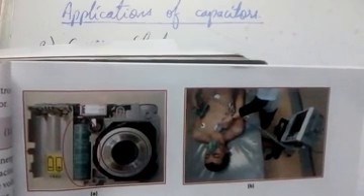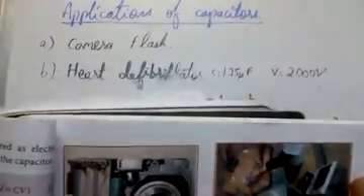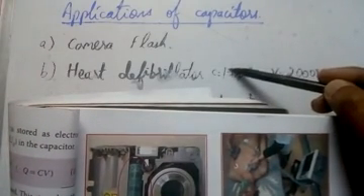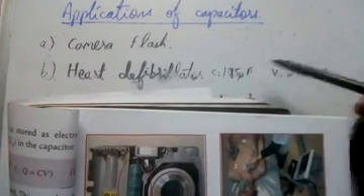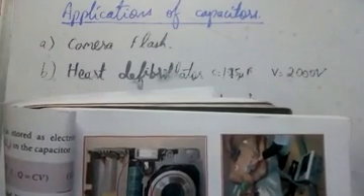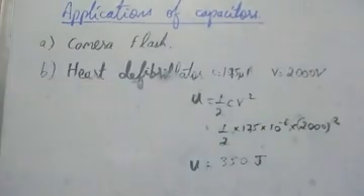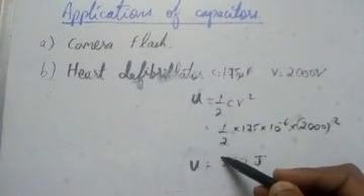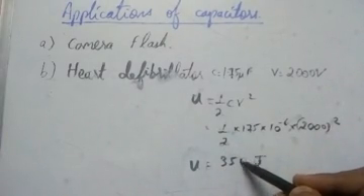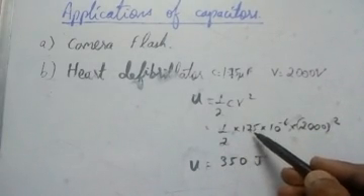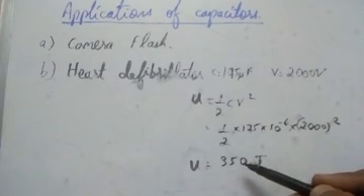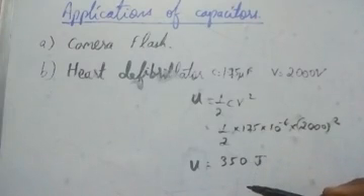beating properly. In the textbook they have given us the capacitance value of these plates, 175 microfarad, and the voltage given is 2000 volts. You do the calculation and see. Half CV squared, and you can see that's 350 joules. Half into C, which is 175 into 10 power minus 6, and 2000 squared. The energy stored is 350 joules. It's used to make the heart beat properly.